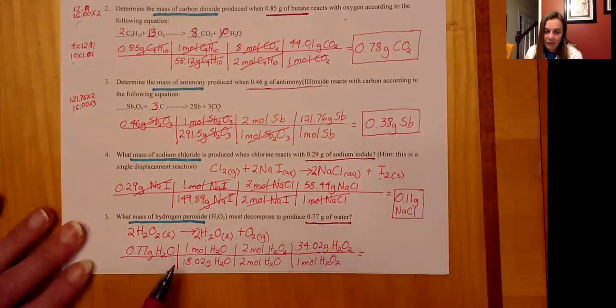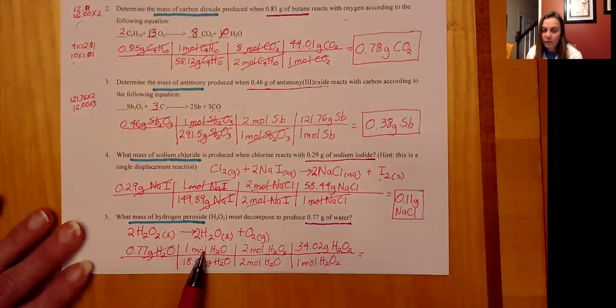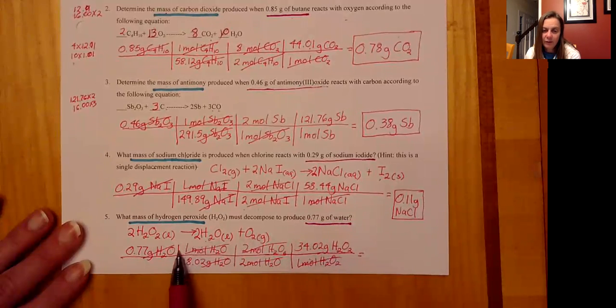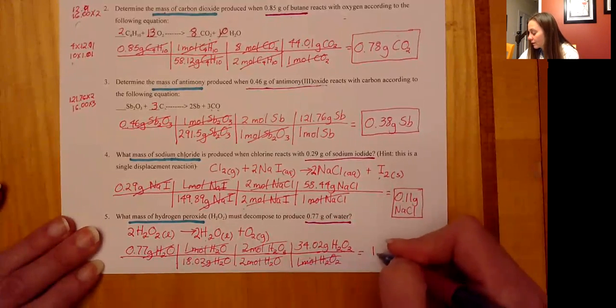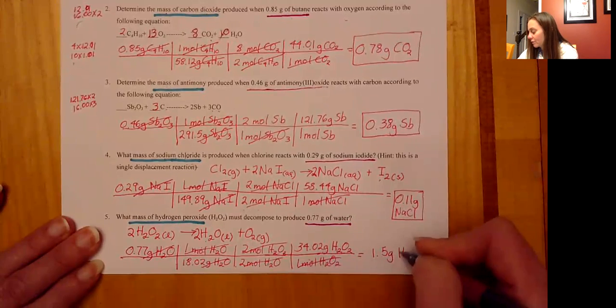Let's double check that we have everything where it needs to be. I have grams of water on the top, grams of water on the bottom, so I can cancel them out. I have moles of water on the top, moles of water on the bottom, I can cancel them out. I have moles of hydrogen peroxide on the top and moles of hydrogen peroxide on the bottom, I can cancel them out. And so the unit that I'm left with is grams of hydrogen peroxide. We multiply across the top, divide by the bottom, and with only 2 significant figures, we get 5 grams of hydrogen peroxide.